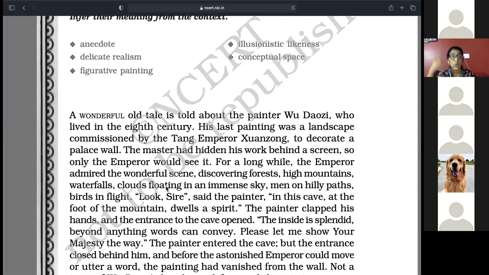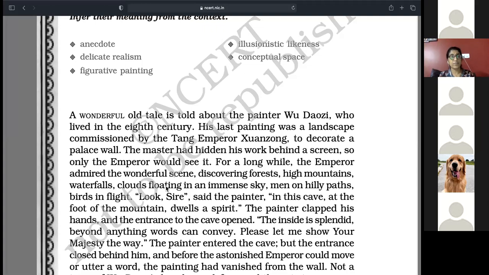So, for a long while, the emperor admired the wonderful scene, discovering forest, high mountains, waterfalls, clouds floating in an immense sky, men on hilly paths, birds in flight. These were the things that he had made. उसने ये सब चीजें जो है he had made in his painting.